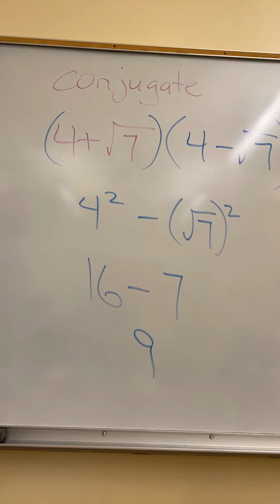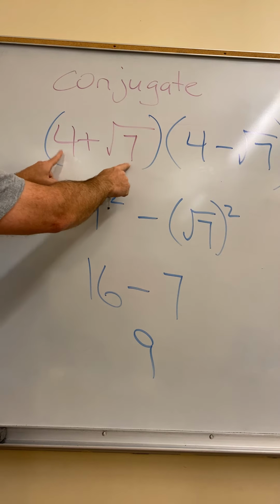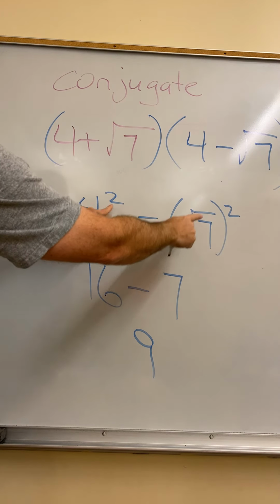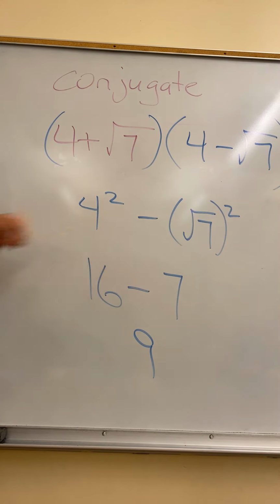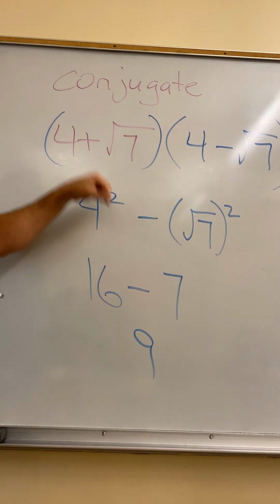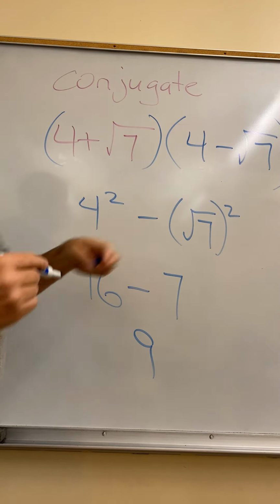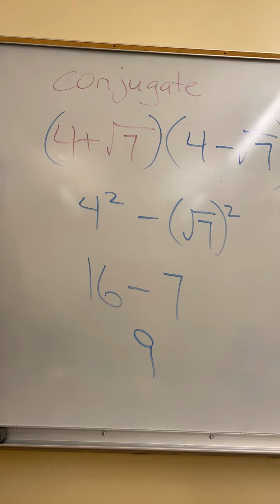9. So all you're doing is you take your two numbers and put them here and you square them. And you put a minus sign in between. The middle term is going to cancel out because this one's a plus and this one's a minus. Okay, so let's try another one.